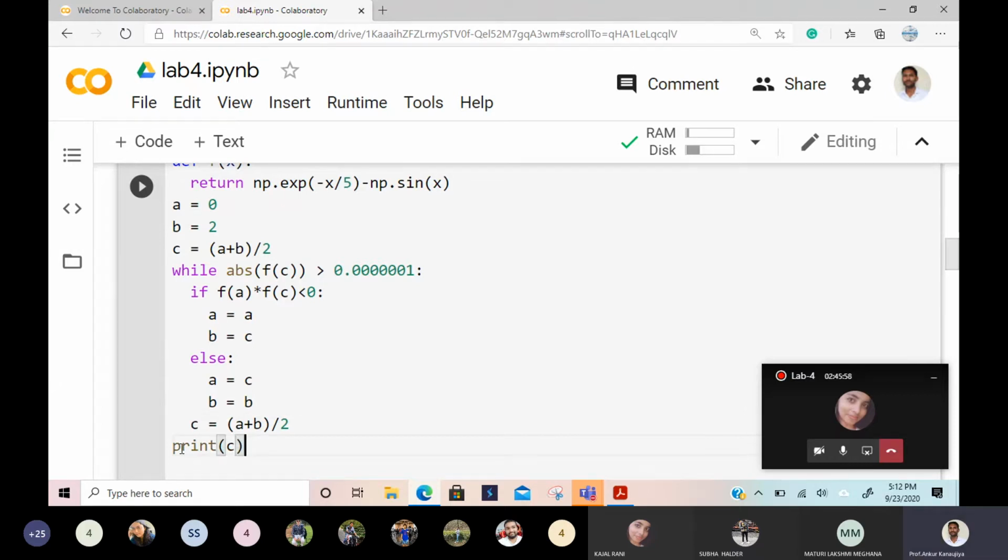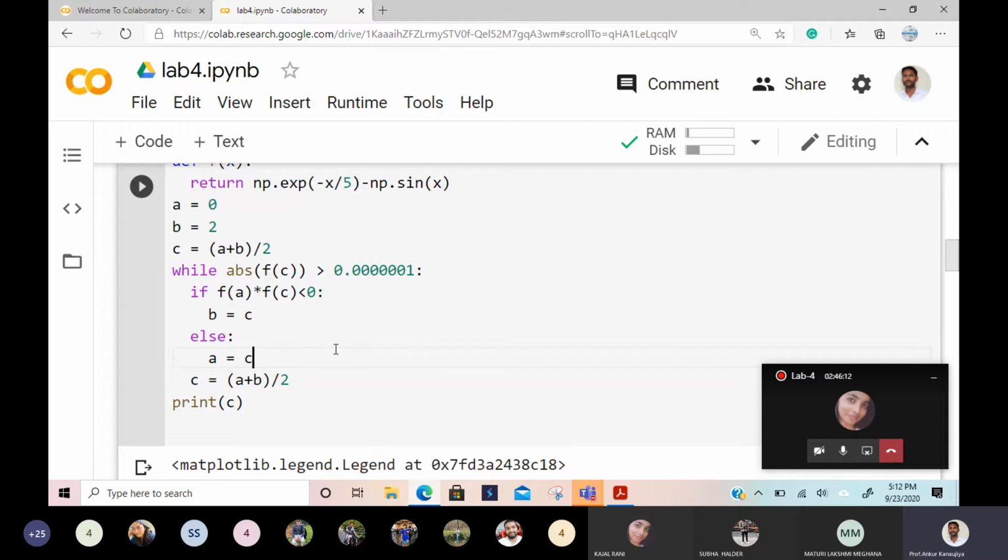So this A equal to A is unnecessary. I am deleting it. It's not required because A is A. No need to write this because A is not changing, and B is not changing. Only A is changed here, and B is changed here. Now if I run, we'll see if we get the answer. It is giving 0.9683.